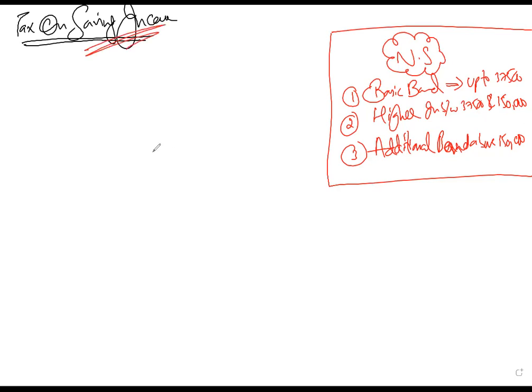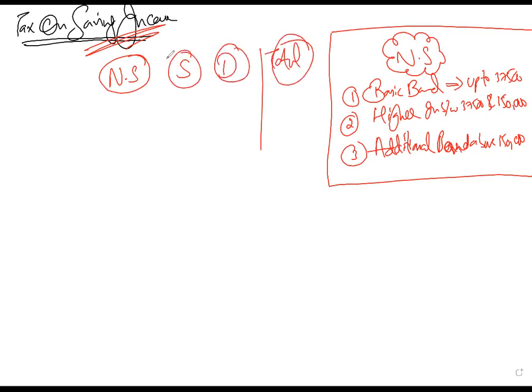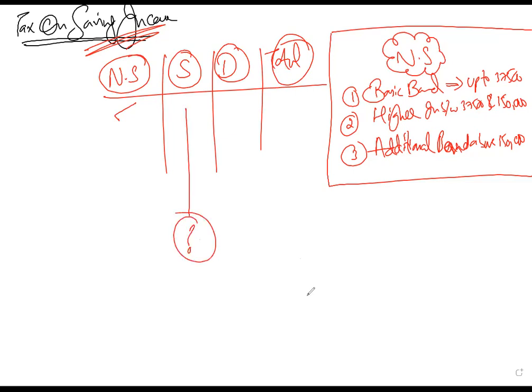As you remember, our main format has three columns. The first column was non-saving, then savings, then dividend, and the last column is total. That was our format. How to calculate taxable income we know, and how to calculate tax on non-saving incomes we did. But what about savings income? How to calculate tax on saving income? This is our today's class.